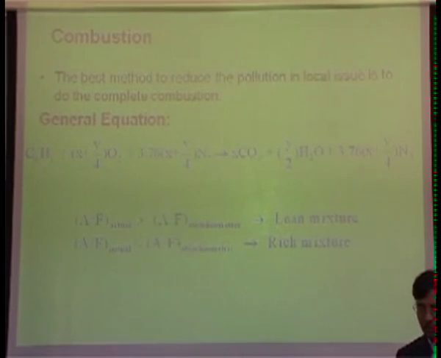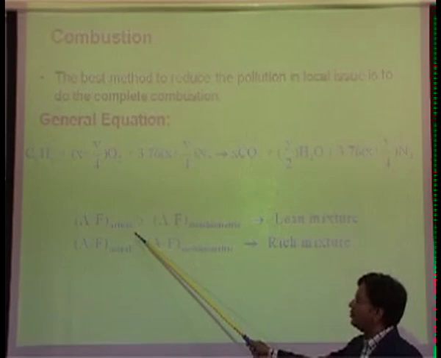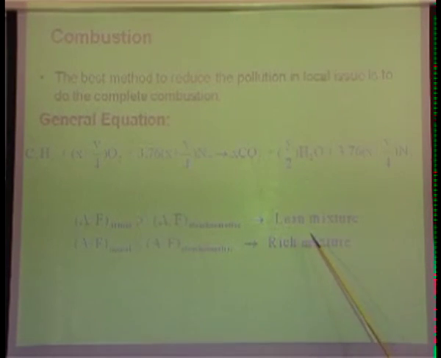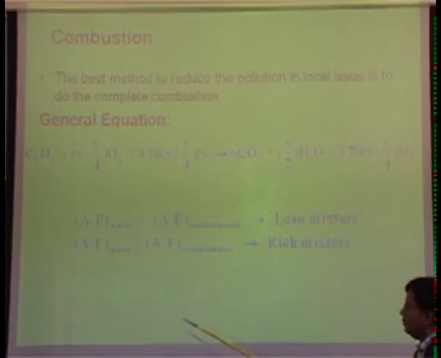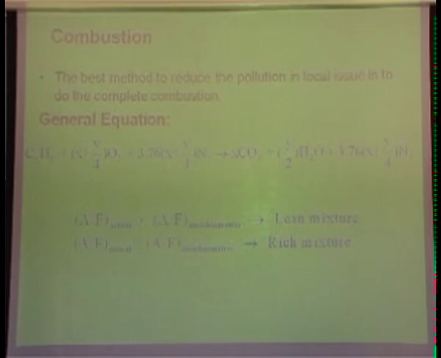You look at the reactants and the products differently in isolation. We also define that if the air to fuel ratio, which is observed or actual, is more than the stoichiometric one, then the mixture is a lean mixture for the combustion. And if it is less than stoichiometric, then we call this mixture a rich mixture. That's all we had done.